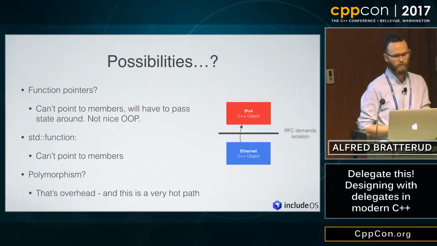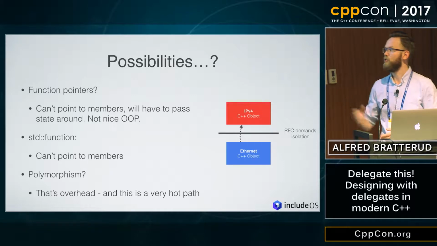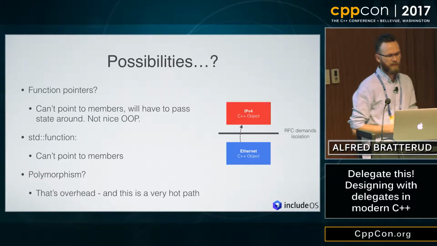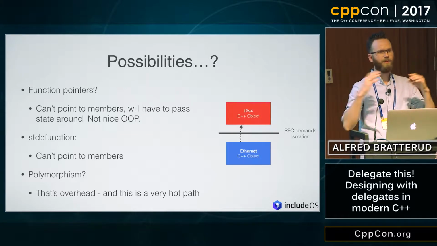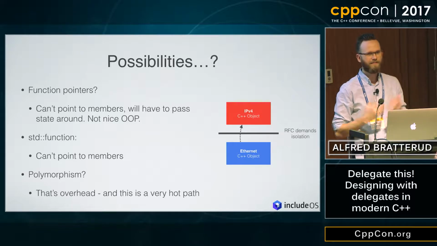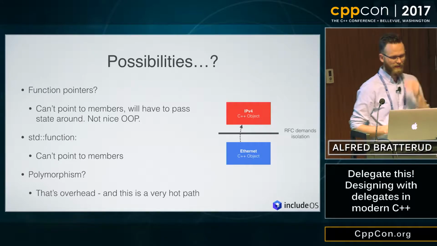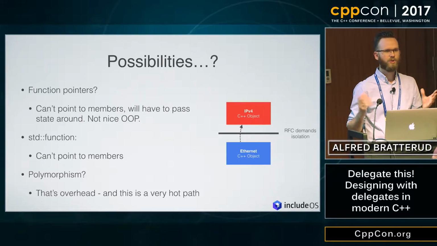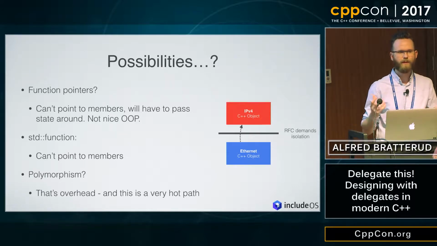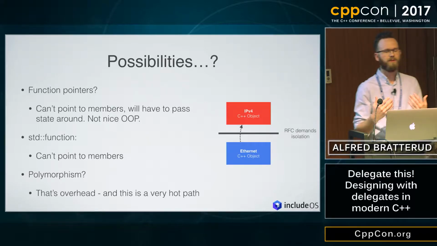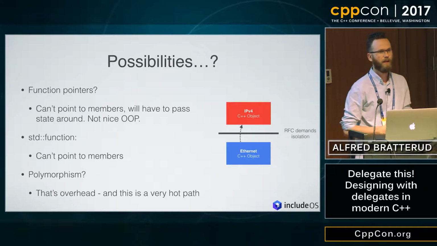I was considering std::function. I was looking at that and getting to know that. This was back when I was new to C++, and I couldn't find a way to make them point to member functions. Because I had this clear idea, if I could just point to a member function, then the state could actually be maintained inside of that instance of that object. Polymorphism, that's overhead. Might not be that much overhead depending on how you design it. I'm not completely against polymorphism. We use it some places, but we try to avoid it in really, really hot paths. And networking, passing packets up and down, that's some of the hottest paths we have inside of IncludeOS.